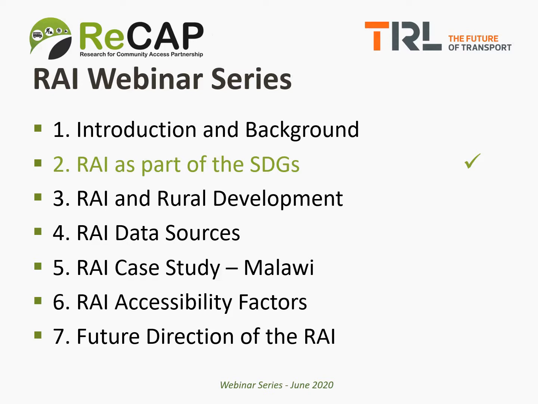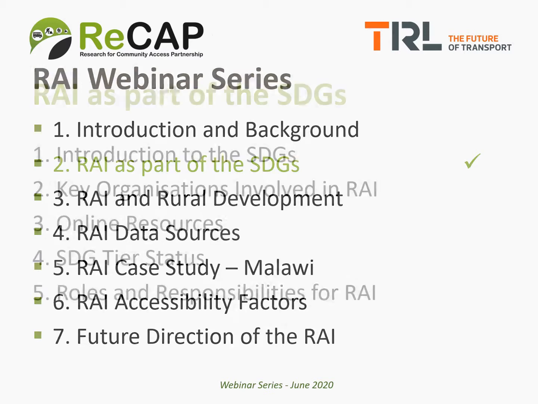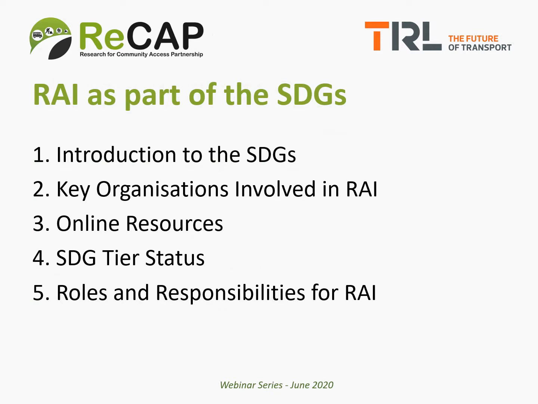This second presentation covers the UN SDGs and how RAI fits into that context. We do recommend that you view these webinars in the sequence presented, but all the presentations will be made available and can be accessed as required. This module covers 5 main aspects of RAI as part of the SDGs. First of all, we'll have a general introduction to the SDGs, and then we'll look at key organizations involved, online resources, the SDG Tier Status, and the roles and responsibilities.